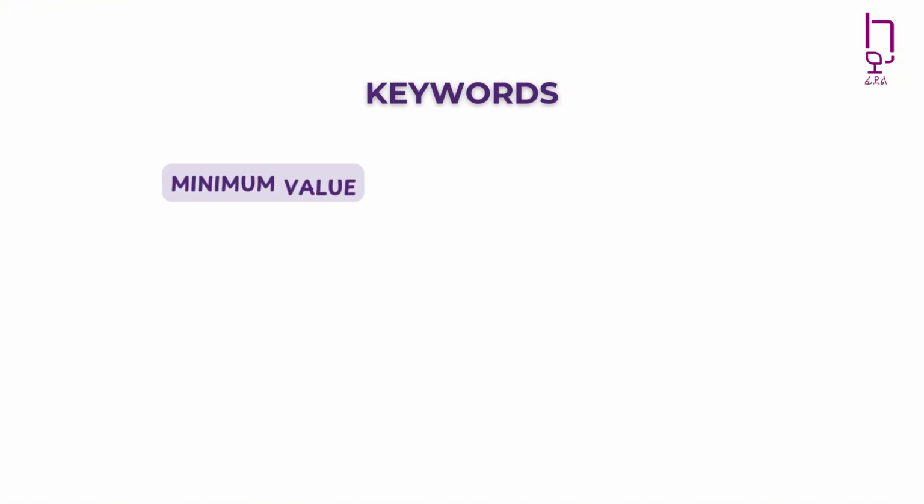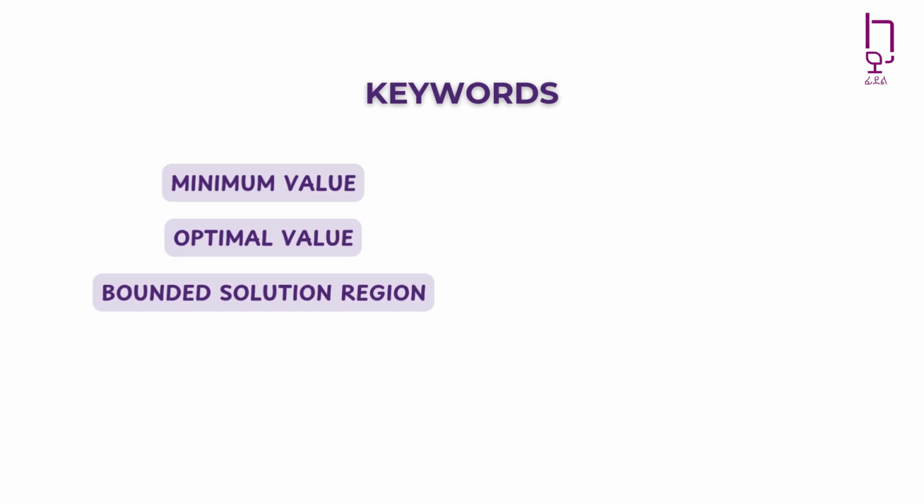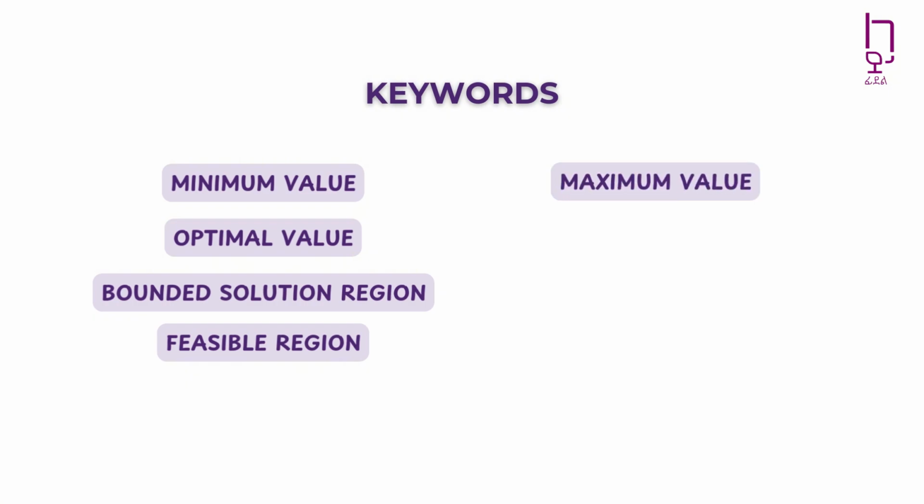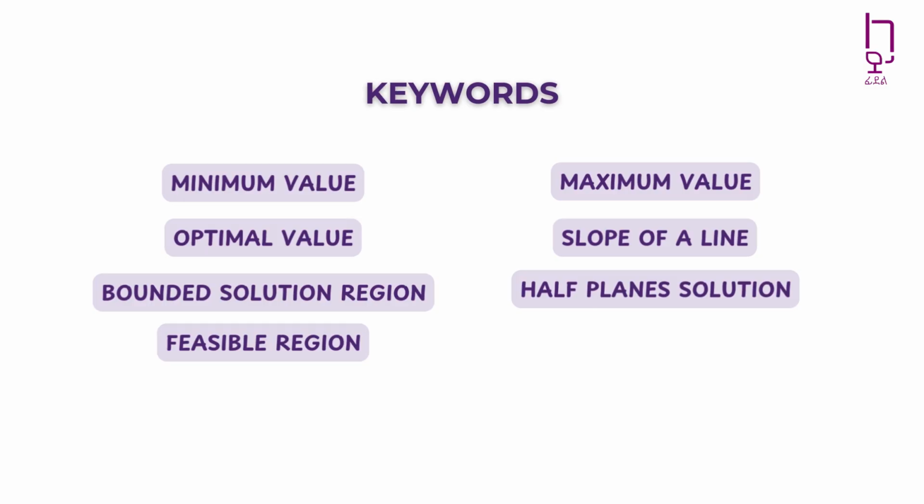The first keyword is minimum value. Minimum means the lowest value. Optimal value means an important value. Bounded solution region means the area covered by two or more graphs. We will also look at feasible region today. We'll look at maximum value, which is the opposite of minimum value. You look at the slope of a line because we're still on algebra. We'll look at half-plane solution, and finally we'll look at corner points.